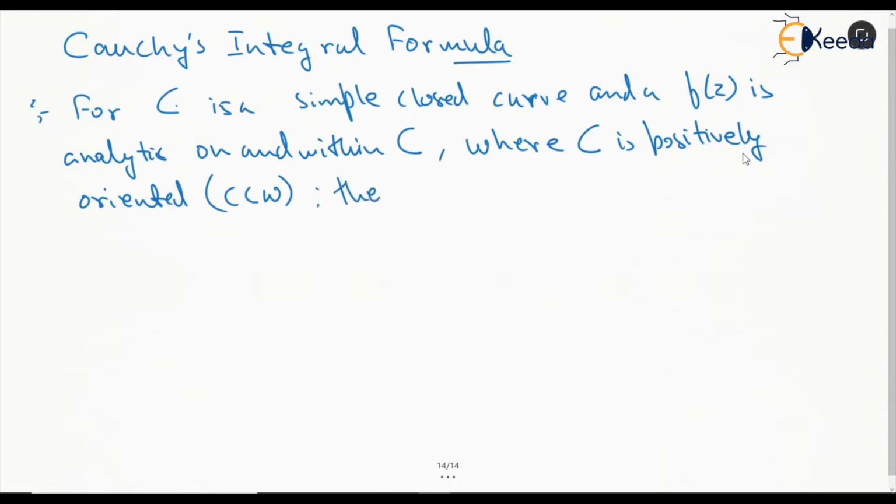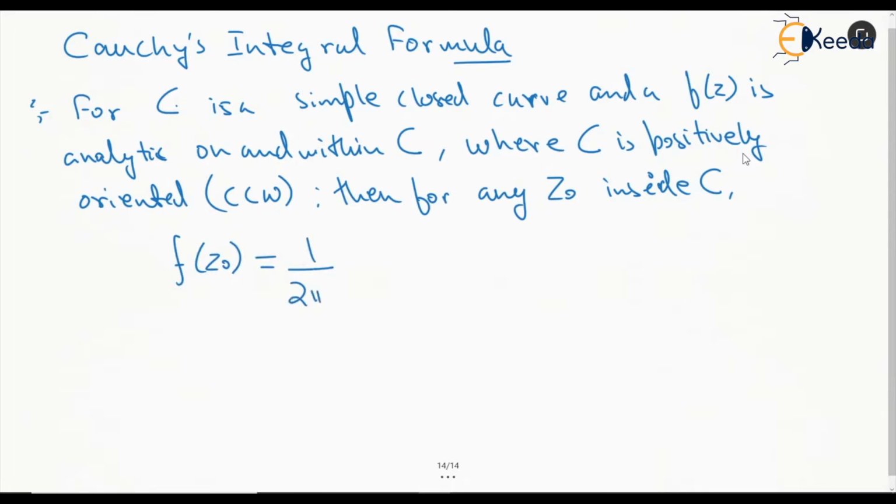Then for any z naught inside this C, f of z naught is given by 1 by 2 pi i times the integration of f of z by z minus z naught dz. So this is the Cauchy's integral formula.